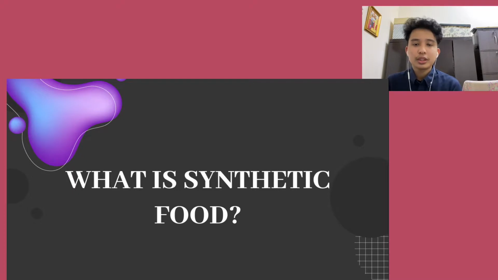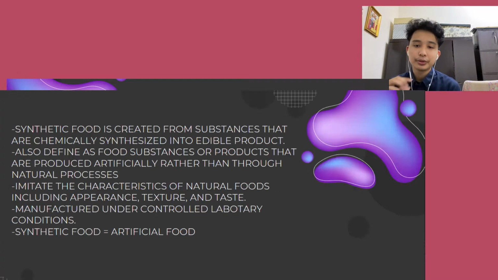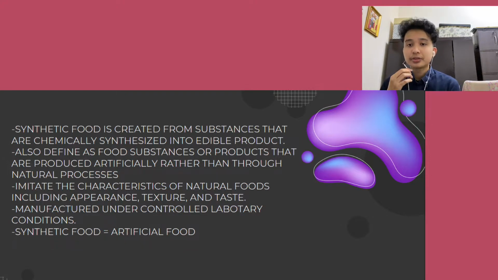Next, we go to the definition of synthetic food. What is synthetic food? Synthetic food is created from substances that are chemically synthesized into edible products, also defined as food substances or products that are produced artificially rather than through natural processes. Synthetic food imitates the characteristics of natural foods, including appearance, texture, and taste. Synthetic food is manufactured under controlled laboratory conditions, and it is basically called artificial food.